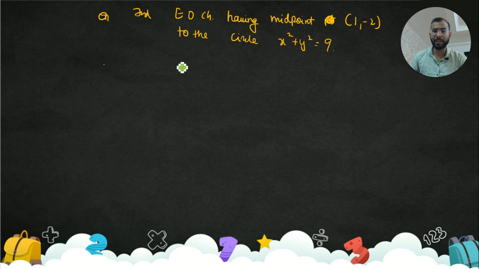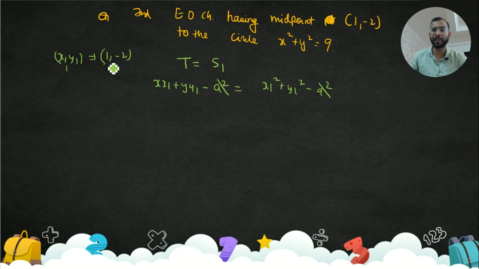Equation of chord having midpoint 1 comma minus 2 to this circle. So we know that its answer is t is equal to s1. T means xx1 plus yy1 minus a square. S1 is x1 square plus y1 square minus a square. X1 comma y1 is this point, which is 1 comma minus 2. So 1 into x minus 2y is equal to 1 square plus 2 square minus 9, which is 1 plus 4 minus 9. So x minus 2y equal to minus 4.